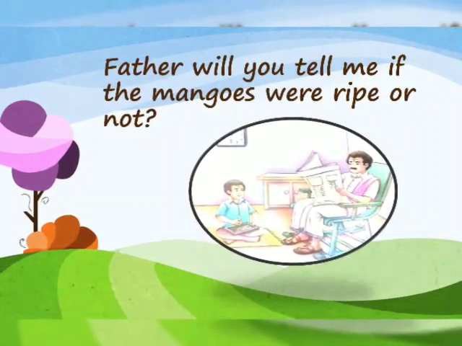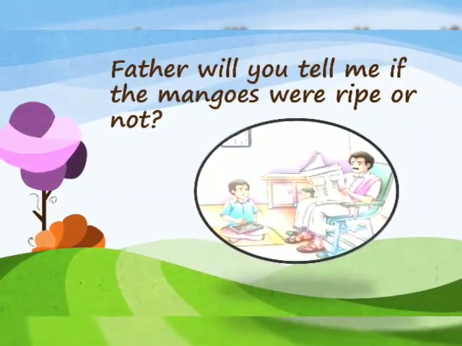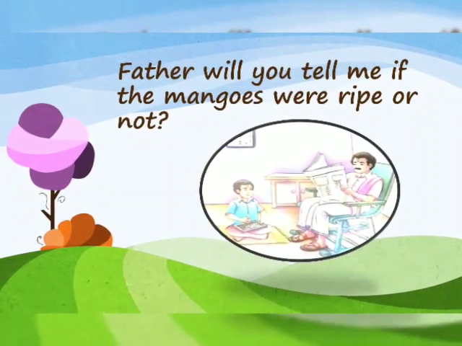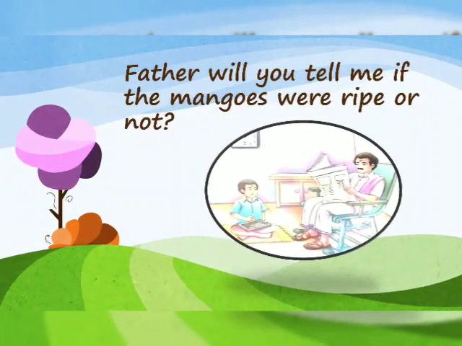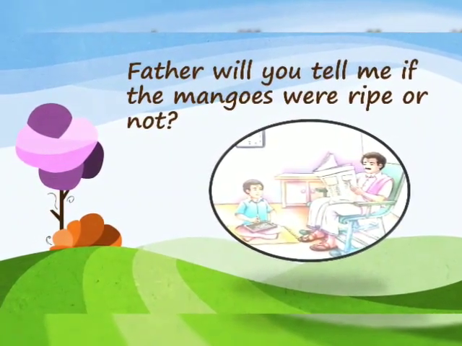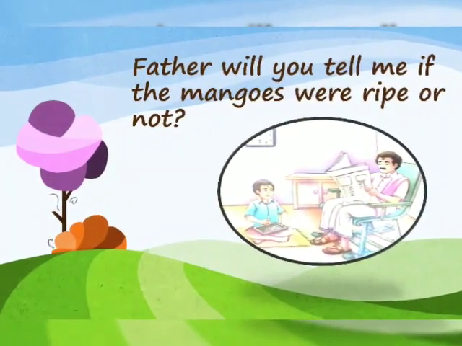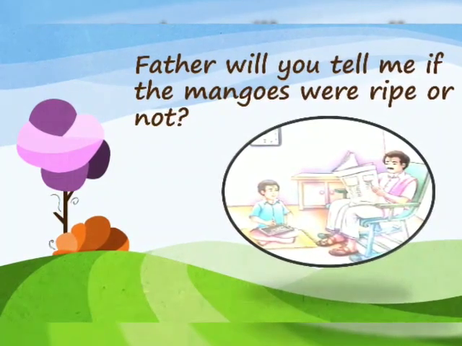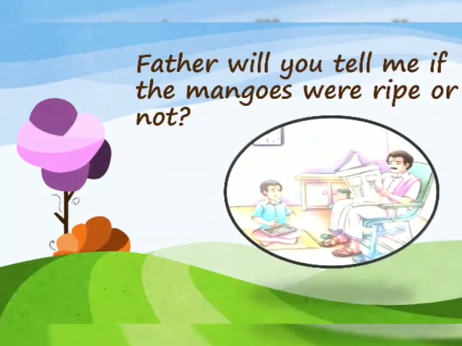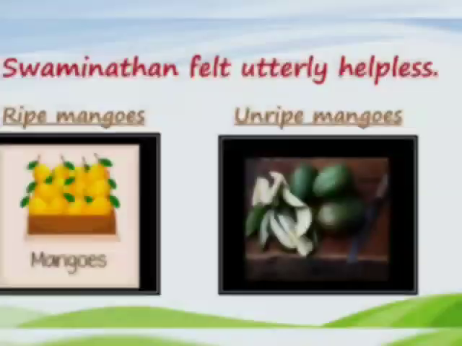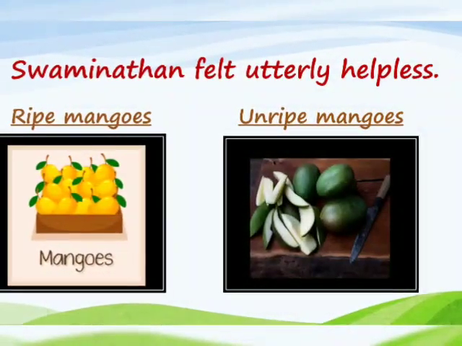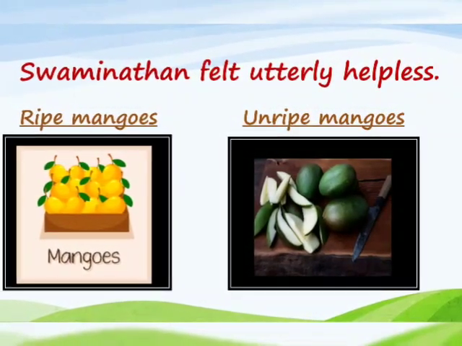Then, suddenly, father asked, "Have you done the sum?" looking over the newspaper he was reading. Then Swami asked, "Father, will you tell me if the mangoes were ripe or not?" But his father regarded him for a while and, smothering a smile, remarked, "Do the sum first. I'll tell you whether the fruits were ripe or not afterwards."